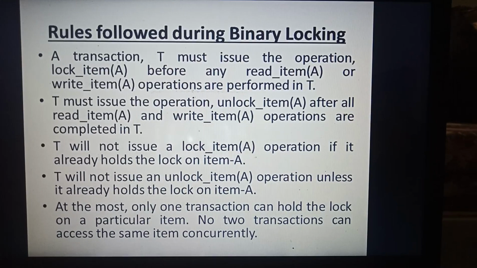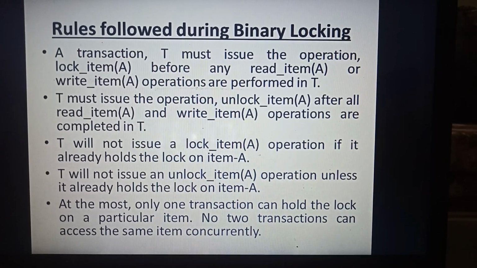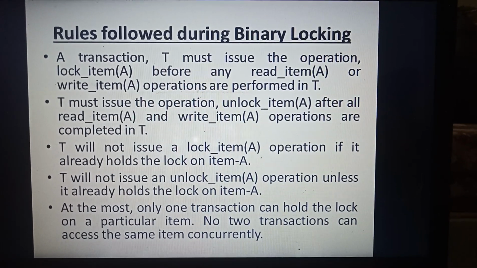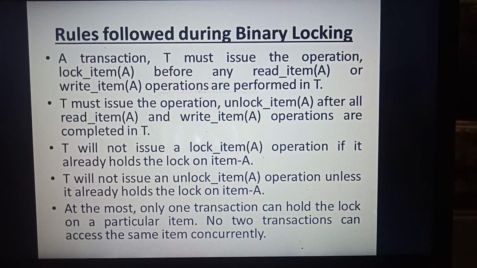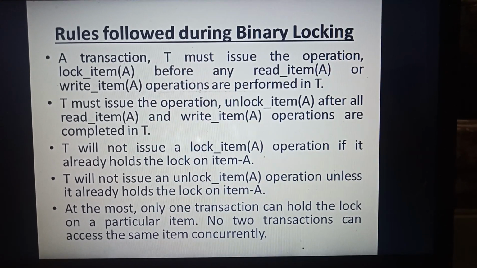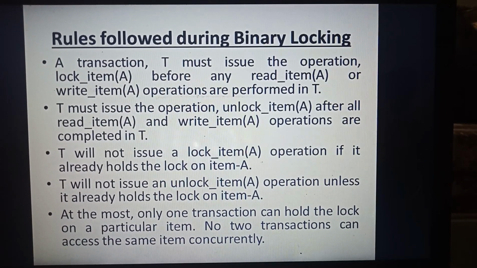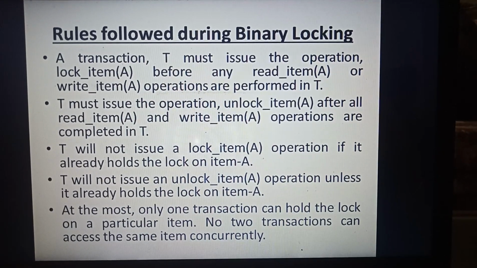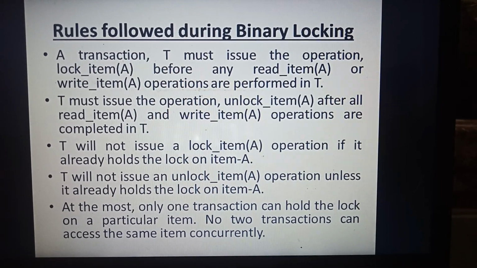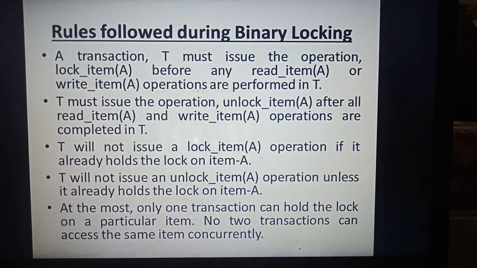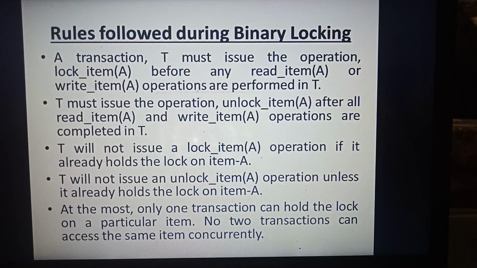So there are some rules which we have to follow during binary locking. First rule is a transaction T must issue the operation lock item A before any read item A or write item A operations are performed in transaction. So this means that before doing any operation, read or write, a transaction must issue the operation lock item on the data item which the transaction wants to use. Second rule is transaction T must issue the operation unlock item A after all read item A and write item A operations are completed in T. This means after completing all the operations, the transaction must issue the unlock item operation.